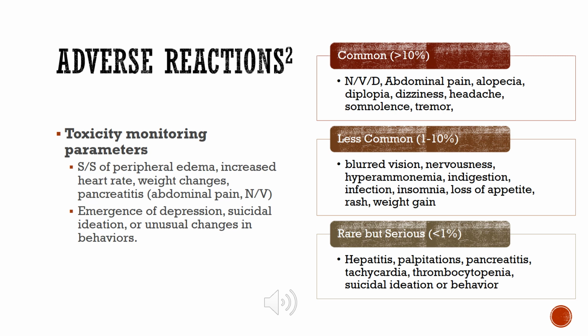behavior. The toxicity monitoring parameters include signs and symptoms of peripheral edema, increased heart rate, weight changes, and pancreatitis. Pancreatitis can be seen as abdominal pain, nausea, vomiting, or emergence of depression, suicidal ideation, or unusual changes in behavior.